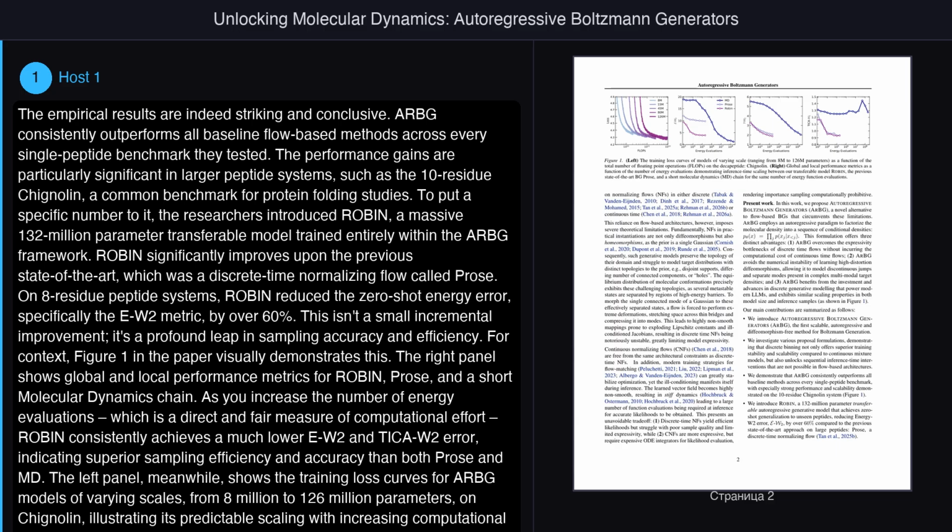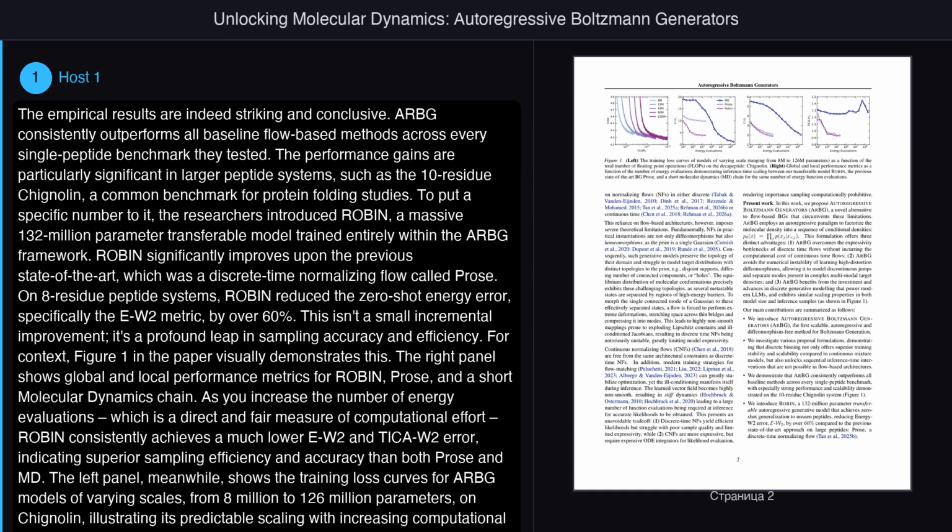As you increase the number of energy evaluations, which is a direct and fair measure of computational effort, Robin consistently achieves a much lower EW2 and TICA W2 error, indicating superior sampling efficiency and accuracy than both PROS and MD.